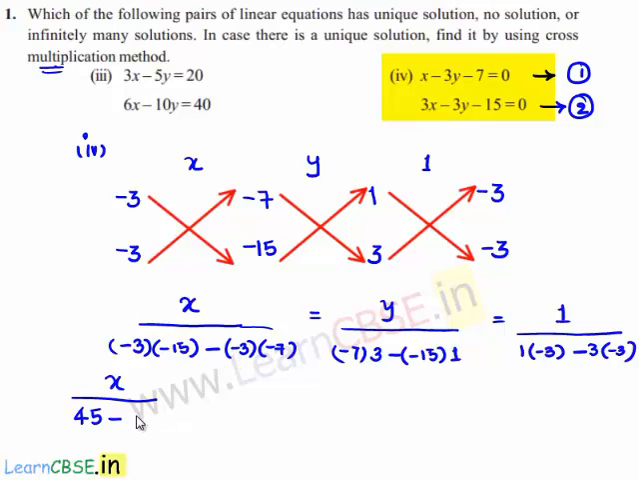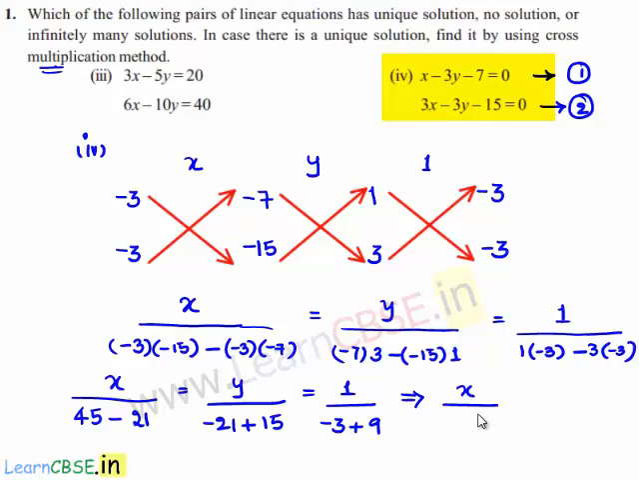So 3 sevens 21, is equal to y divided by minus 21 plus 15, is equal to 1 divided by minus 3 plus 9. That gives x divided by 24 is equal to y divided by minus 6 is equal to 1 divided by 6.